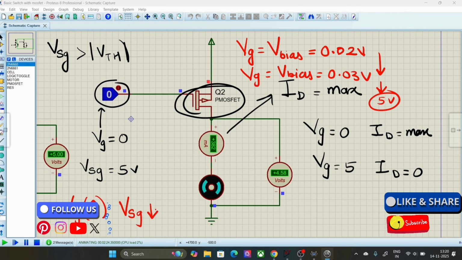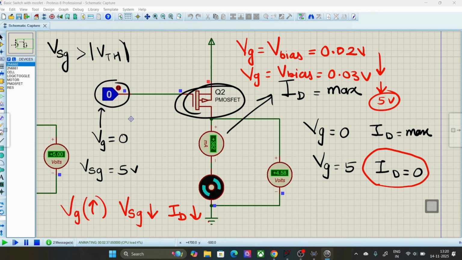And as my VSG decreases, what is going to happen? As my VSG decreases, that means my ID decreases, right? My ID decreases. If you want, you can just take a screenshot of it. This is the most important point that I have covered. Alright, I believe that you all have taken a screenshot of it.